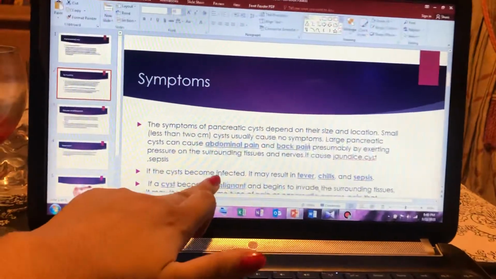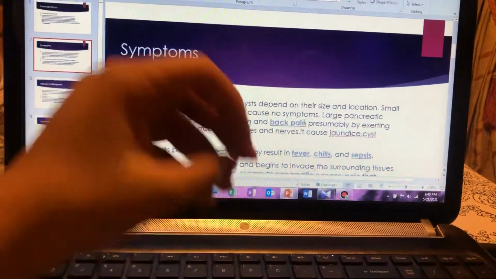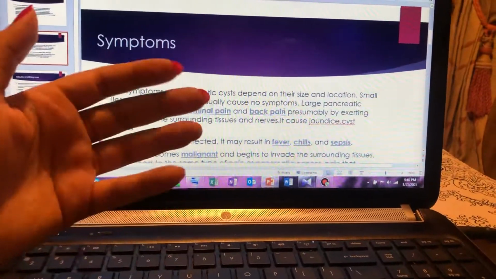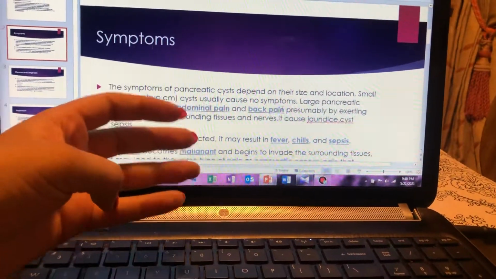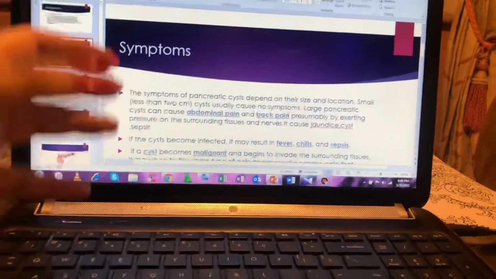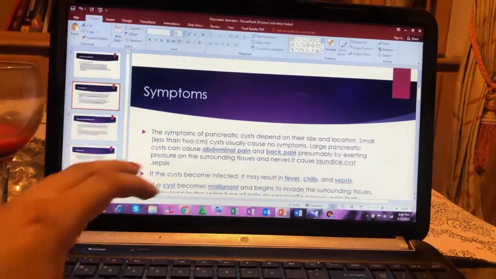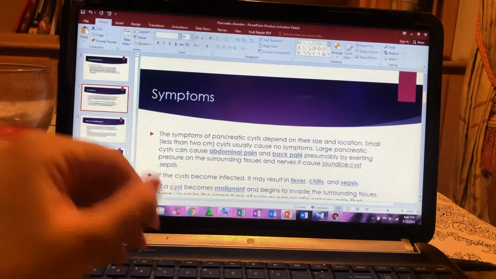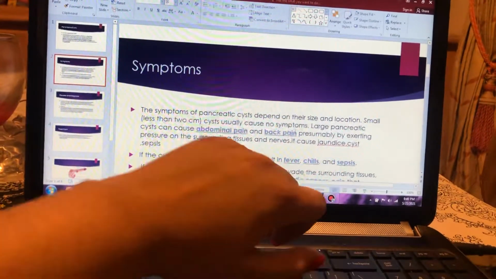If a cyst becomes infected, it may result in fever, chills, and sepsis. Once infected, inflammation will start, and as we know the entire mechanism of inflammation, pain, fever, it will recruit all the neutrophils, all the white blood cells, to the site. It will cause redness, but of course it's internal, so we cannot see it. But of course fever is one of the main things it will cause.